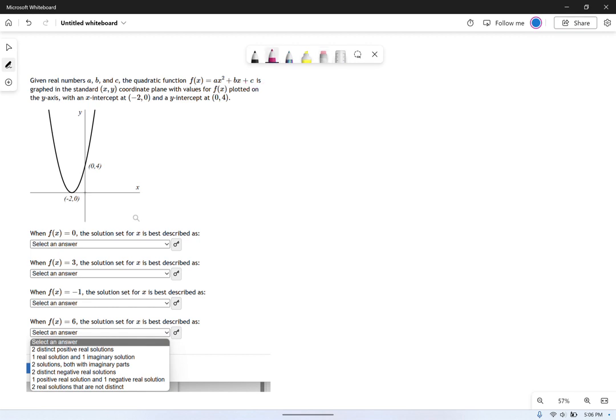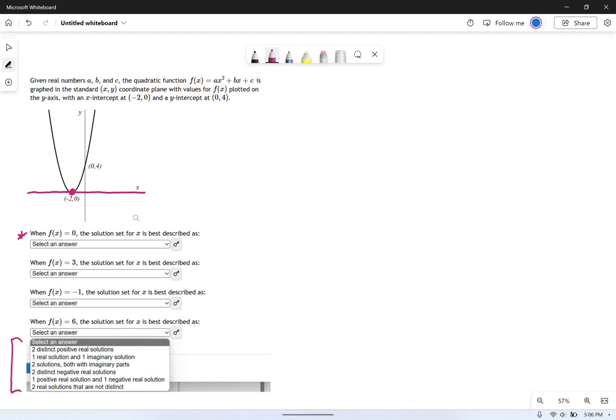I'll give you an example. Let's talk about this first one. When f of x equals 0, in other words, make a line at y equals 0. Remember, that's what f of x means. It really is talking about y. There's my line. The solution set, in other words, the intersection between the flat line and the parabola, is best described as, well, I can see it intersects right here. Okay, so how do we describe that? Using this list of options.